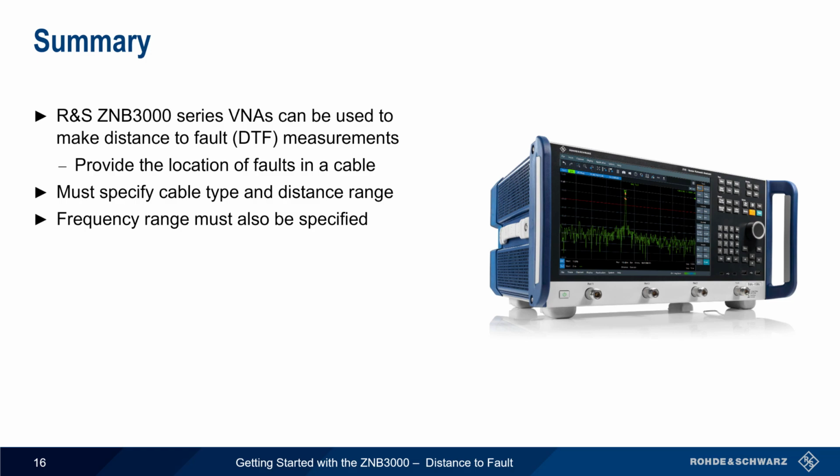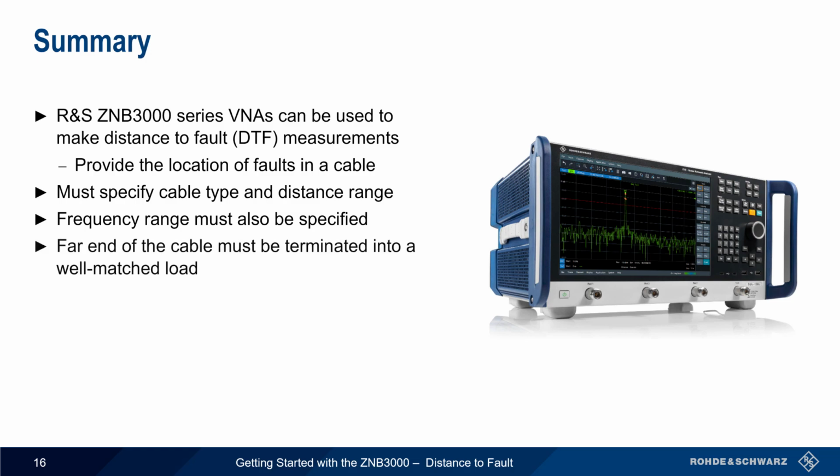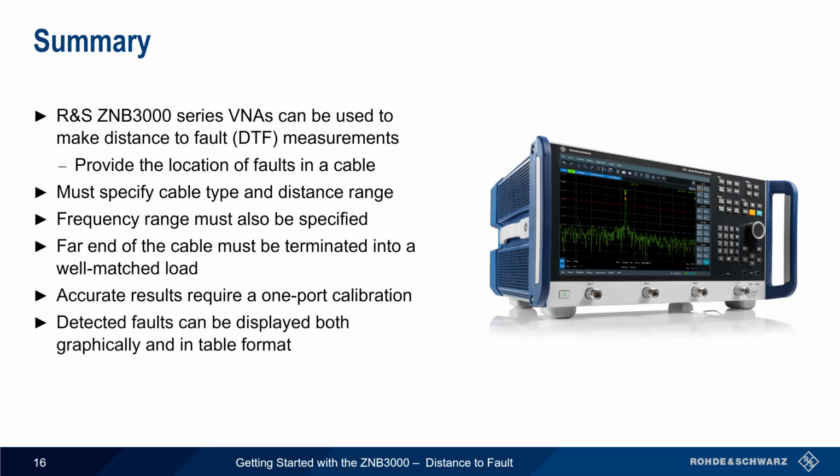When making distance to fault measurements, it's important to remember that the far end of the cable must be terminated into a well-matched load. Accurate DTF measurements also require a valid one-port calibration. Measurement results are usually displayed in the form of a graph showing return loss as a function of distance, although faults can also be shown in table format. This concludes our presentation, getting started with the ZNB3000 distance to fault measurements.